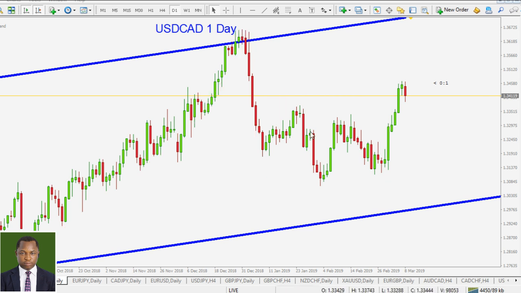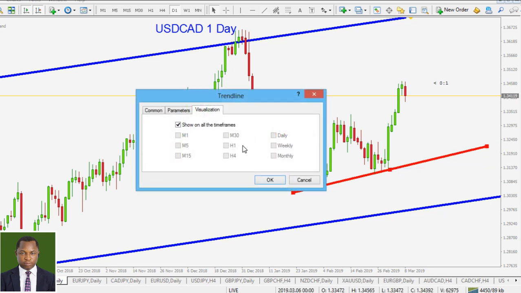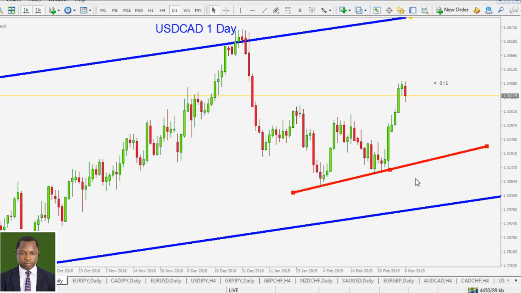At best, what I am seeing here is this: connect these lows, just connect those lows in the daily time frame, right? Then try to anticipate the channel. In fact, we'll be looking for short entries in the American dollar against the Canadian dollar.